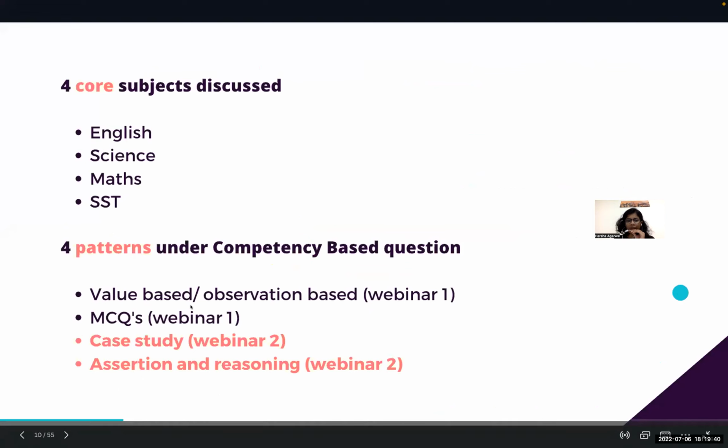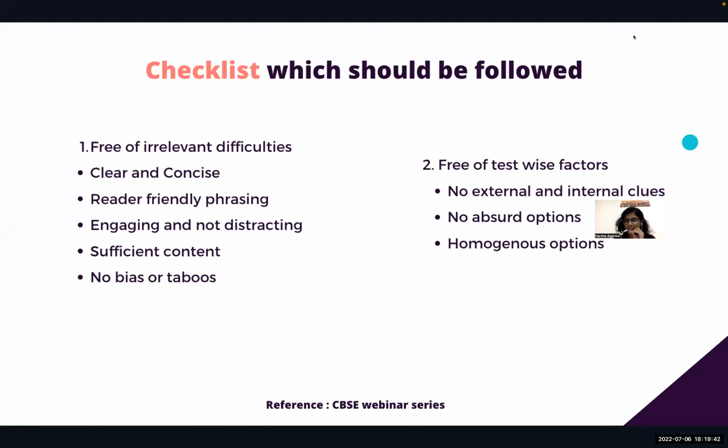And before we move ahead to our subjects and examples, quickly discussing the checklist which should be followed while preparing the questions. So it should be free of irrelevant difficulties, right? Each and every question should be clear and concise, with reader friendly phrasing, engaging and not distracting, with sufficient content, and no bias or taboo in the question. Again, free of test wise factors, no external and internal clues, no absurd option should be given, and the options should be homogeneous in nature.